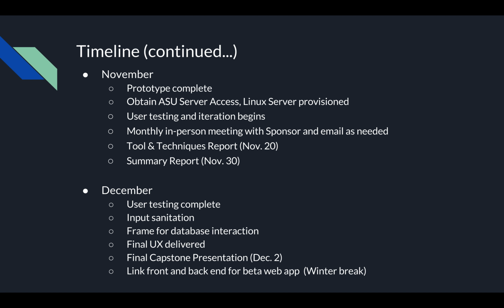In November, we completed the prototype. We obtained ASU access to our server. We did user testing. We held monthly in-person meetings, and delivered the sponsor tools and techniques report, as well as a summary report, which was due today. In December, we did user testing, completing input sanitation, a framework for database interaction, final UX delivered, the final Capstone presentation, which is this, and the link to the front and back end for the beta web app.